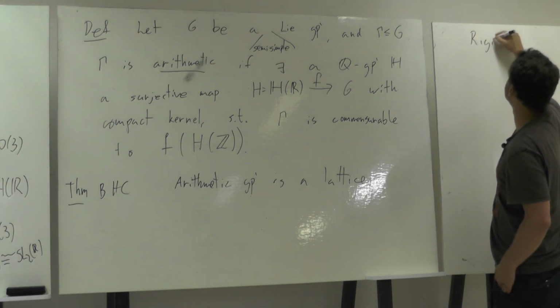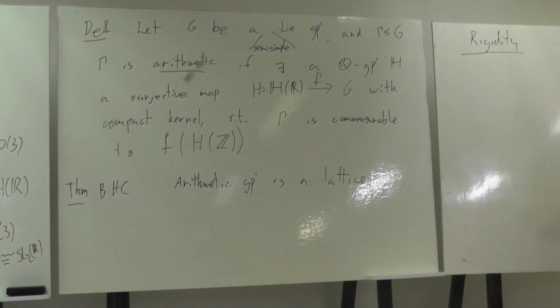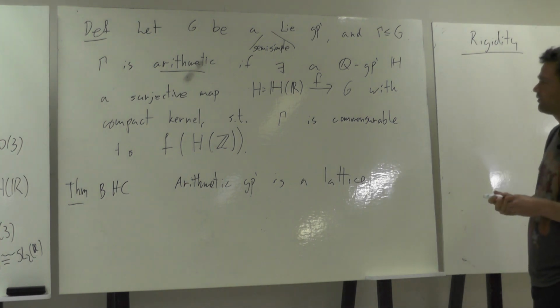So let me discuss a bit of rigidity. If you have a group G and gamma and delta are both subgroups, then gamma and delta are commensurable if the intersection of gamma and delta is finite index in each of them. But if one of them is a lattice, it's enough to check that it's finite index in one of them, and it's also a lattice, and then it's finite index in the second one.